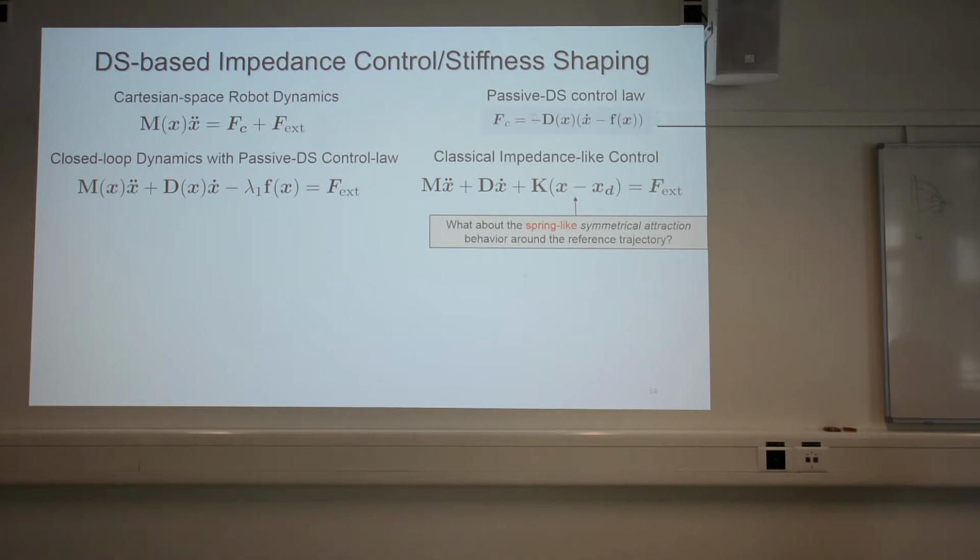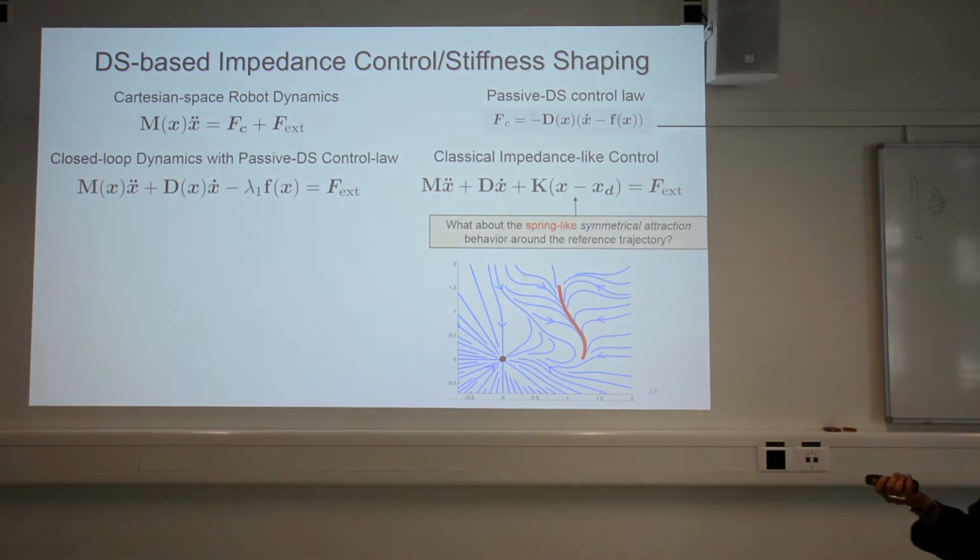For example, this term, the stiffness times the state minus the desired trajectory, imposes some symmetry around your reference trajectory, something like this, right? So, can we achieve this with our proposed controller? Yes, but the only thing we need to do is encode this type of behavior inside our dynamical system.